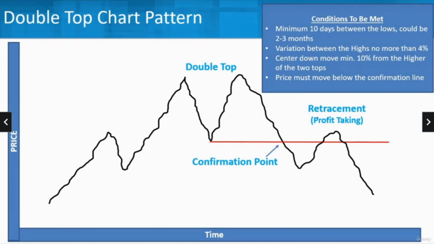If it goes back and goes above that confirmation line a little bit, then that might give you a second chance. But if it's a true double top chart pattern, it's a reversal pattern, and now the prices are reversing from upward trending to downward trending, and a very definite sell signal once you break that confirmation point.